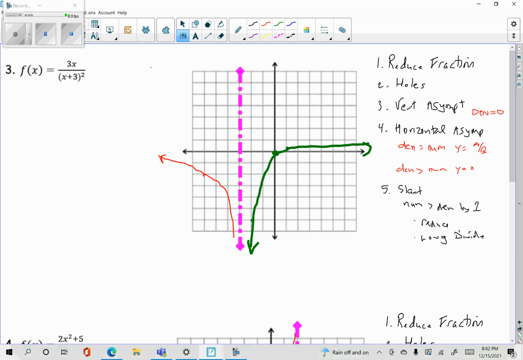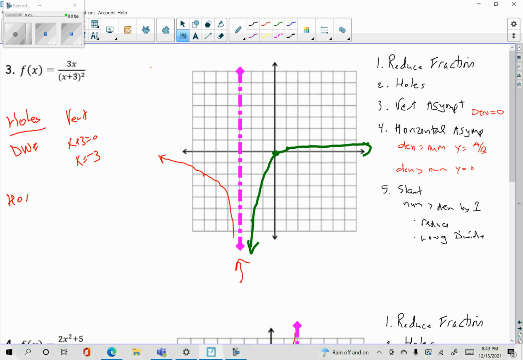3. There we go. There's our graph. So again, can we factor it? No. So there are no holes. I'll try and do this one a little bit nicer. Does not exist. Vertical, take the denominator. Set it equal to 0. So there's 1 at -3. Bang, right there.